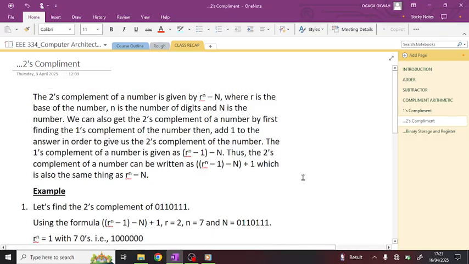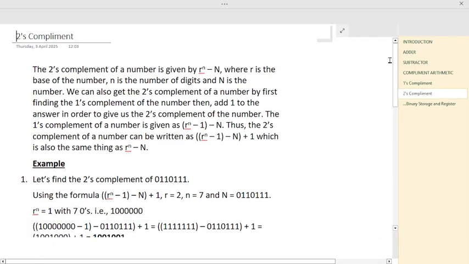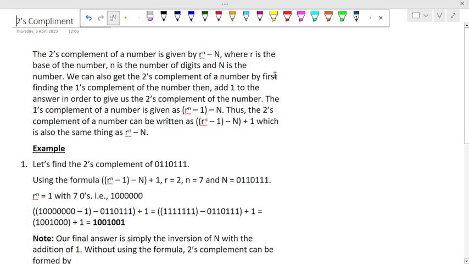And in this video we'll talk about 2's complements. Last video we talked about 1's complement, and this time we'll talk about 2's. And obviously we've already said that the 2's complement of a number is given by this, where R is the base, n is the number of bits, and capital letter N is the number itself.